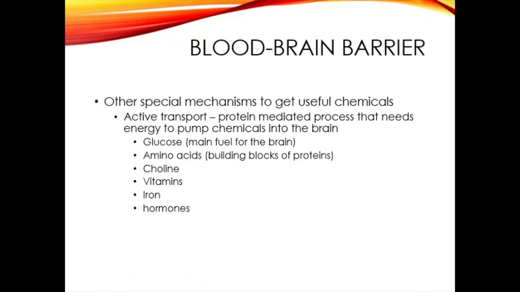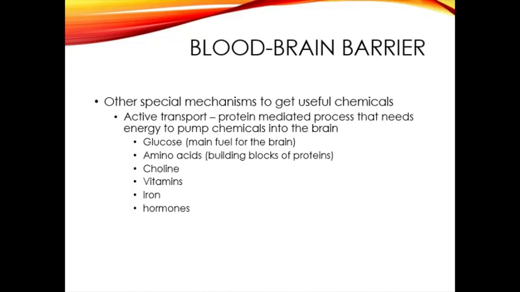So also, ito pa yung other mechanism. So, other mechanisms to get useful chemicals go in the brain is called active transport. Active transport yung tawag para makapasok yung mga some other types of chemical na necessary naman para maging healthy ang brain, no? Active transport is a protein-mediated process, no? So with the aid of protein, it needs energy to pump chemicals into the brain. So parang tinutulak niya para makapasok, no?